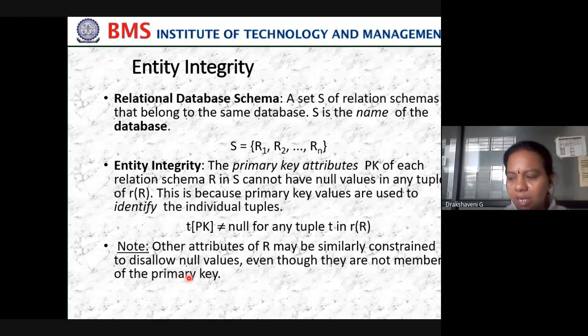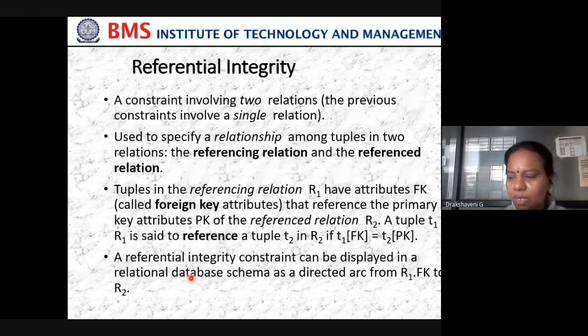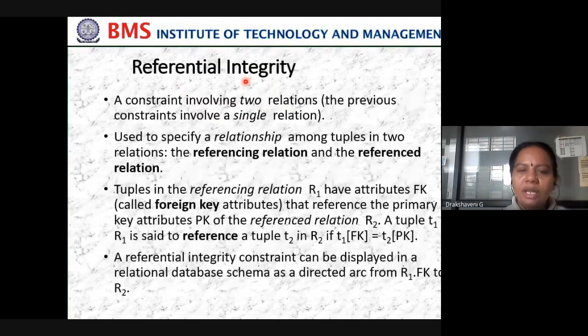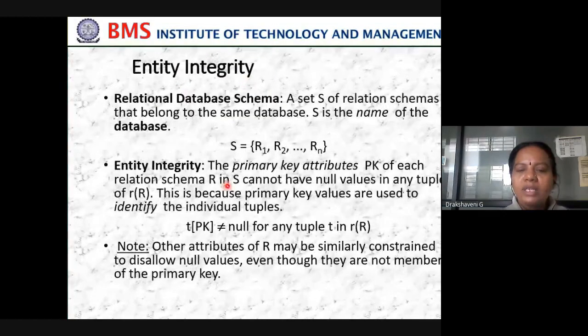What is referential integrity? So what is an entity? The entity is the primary key attributes that we represent. Always the primary key, whenever I say primary key USN number, I cannot make USN number null. It means I cannot leave it blank. That is what is called entity integrity.